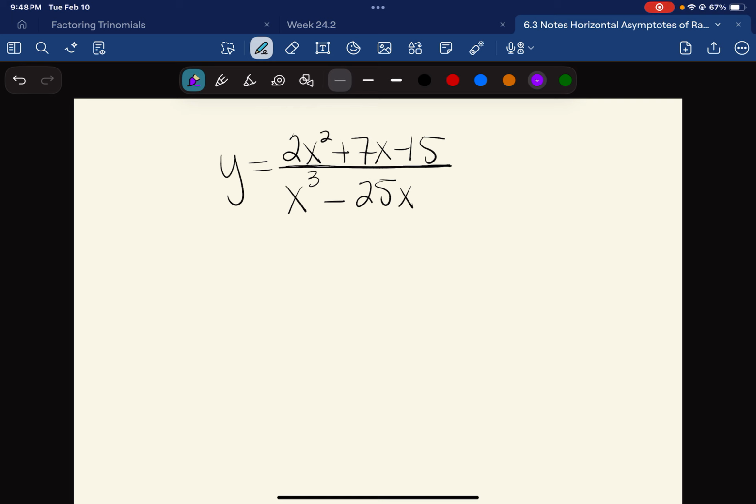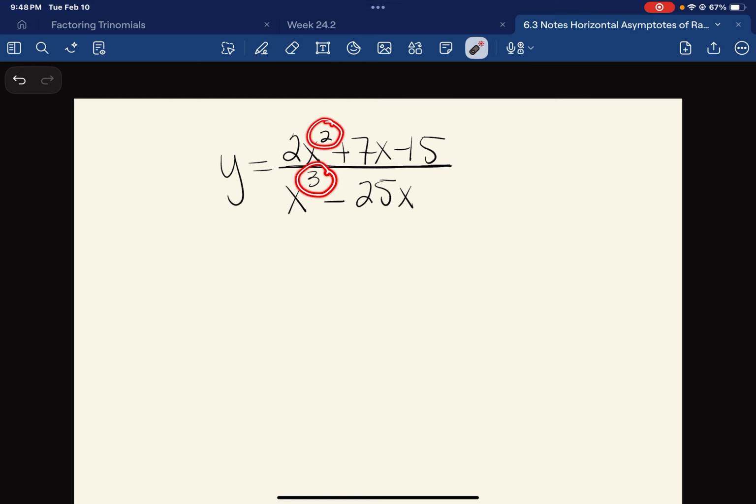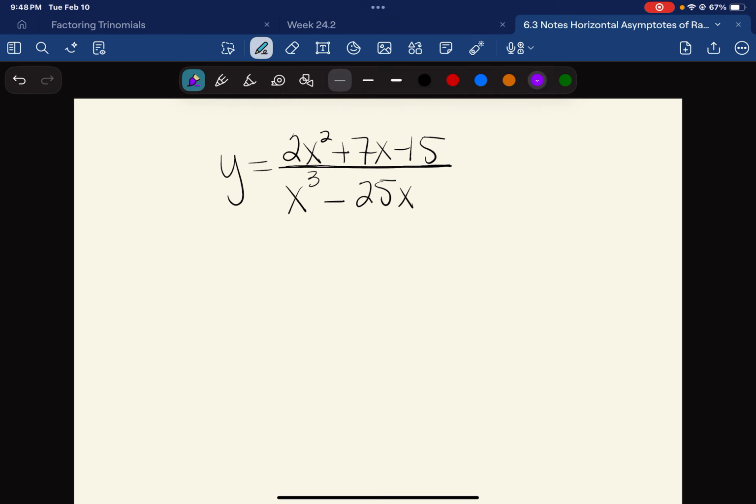First things first, it is in standard form. So which degree is larger, the numerator or the denominator? And hopefully you see that the denominator is larger, which tells us we have a horizontal asymptote at y equals 0. Actually, let me write it over here. We have a horizontal asymptote at y equals 0.